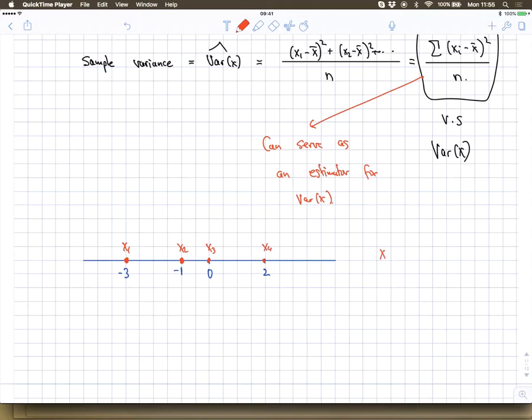What is x bar equal to? Easy, sum them all up together, divide them by 4. The sum of them is minus 2, divide that by 4 is minus 0.5, if I'm not mistaken. So this would be my x bar. I draw a line like this, and I call this x bar.